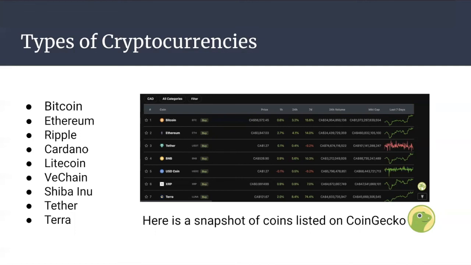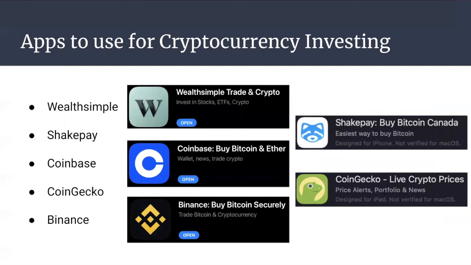Apps to use for cryptocurrency investing. These are the most used apps in Canada. Wealthsimple and ShakePay have lower fees, and Wealthsimple has been continuously adding new coins. It is also one of the best apps for students to use, and CoinGecko shows all of the coins listed. If you're looking for one, it probably has it. Binance is probably the most known worldwide.